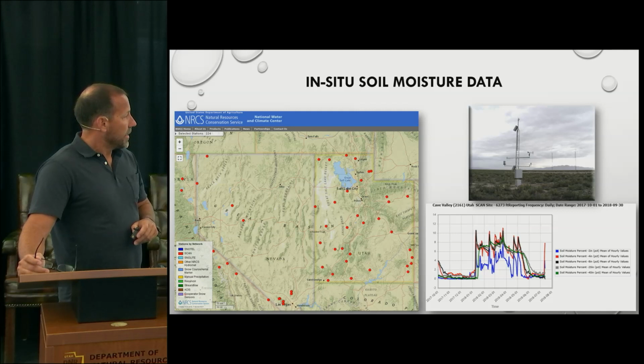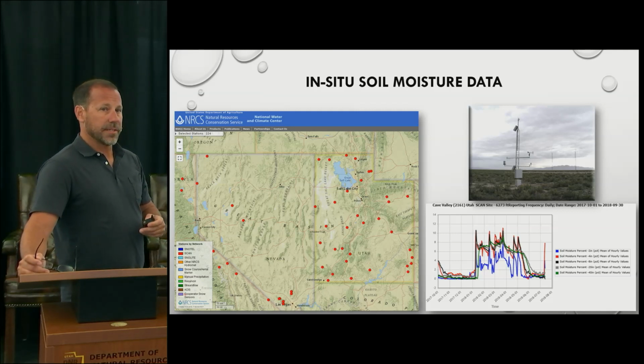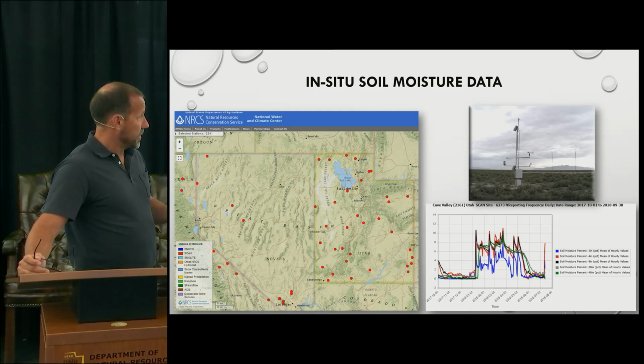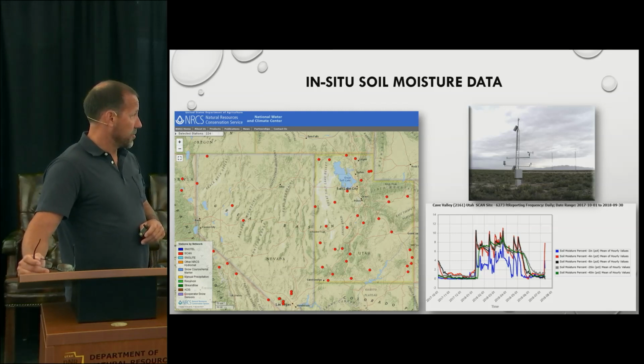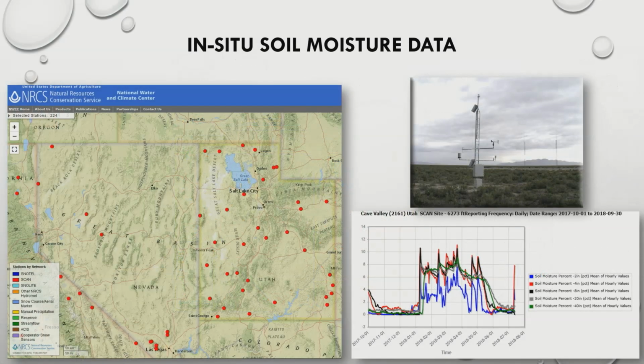If I have some question about the model data, I try to look at some of the in situ on-the-ground measurements. Fortunately, this is from the NRCS SCAN network, their national soil monitoring network. And as you can see, you're very fortunate in Utah to have probably the best spatial density of SCAN stations in the whole network, and there's been more of them going out.